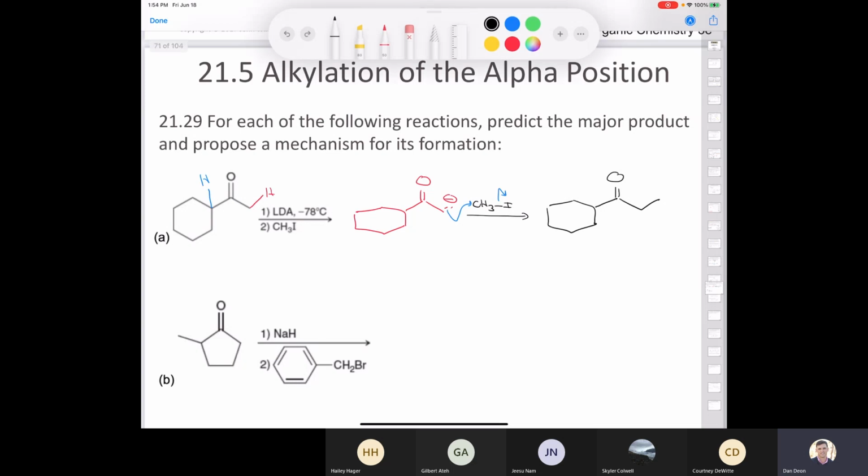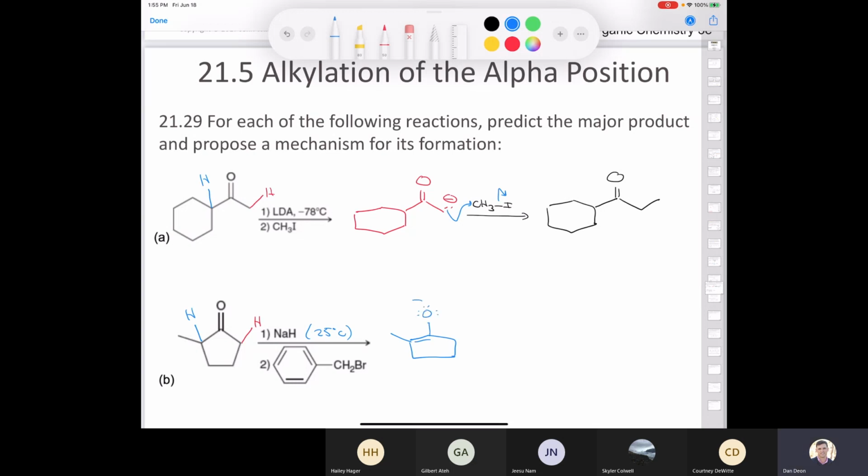All right, the next one is using sodium hydride. So this time, if I have the red proton, which is the less hindered proton, and I have the blue proton, that's the more hindered proton. Well, since I'm using sodium hydride, and it doesn't say anything about the temperature, we can assume that it's at 25 degrees Celsius. It doesn't indicate anything otherwise, so we would assume it's around room temperature. That means I'm going to form the thermodynamic enolate, which is going to look like this.